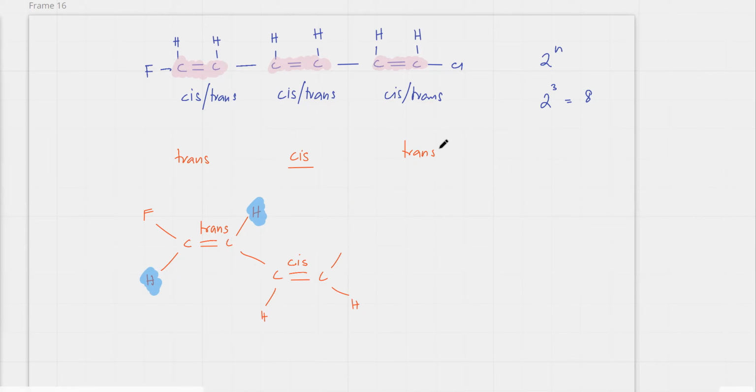And the last one is also trans. So I'm going to continue on from here. This carbon atom would be connected to the last double bond, and that double bond would also be fan shaped. Let me just quickly correct this.